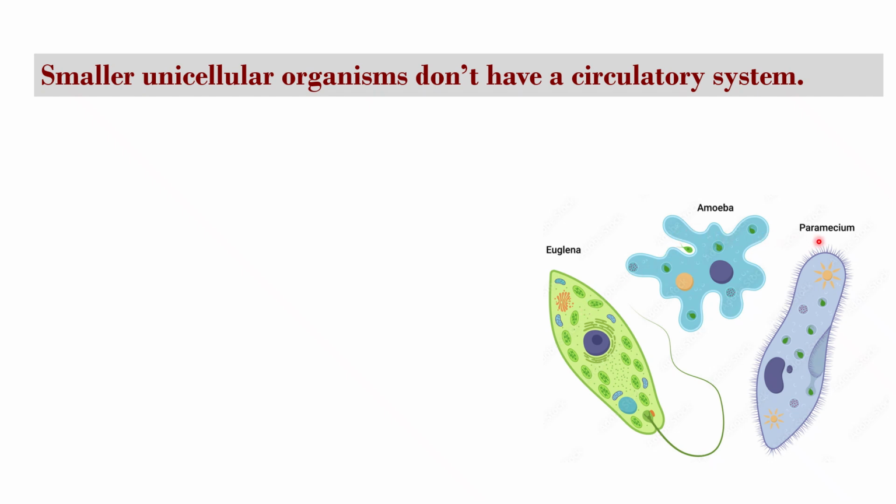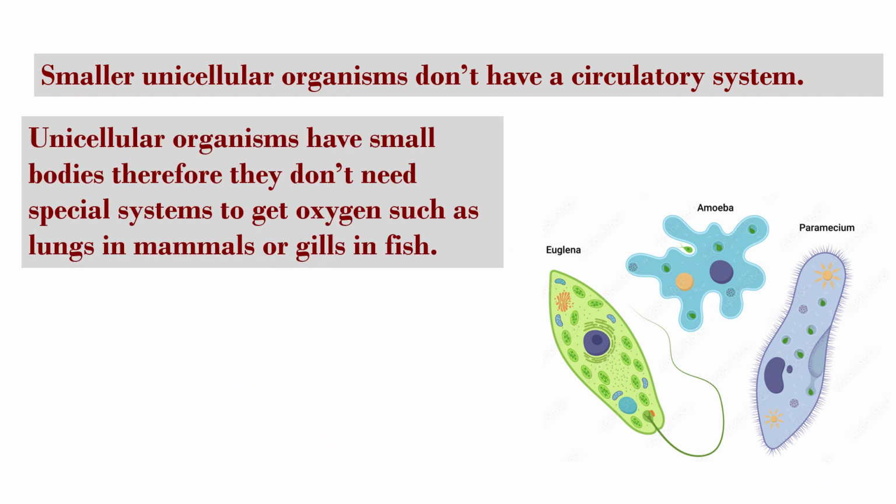They don't have a circulatory system. Can you guess why? A unicellular organism has a small body. They don't need special systems to get the oxygen, such as the lungs in the mammals or the gills in the fish. These are organs which get the oxygen from the environment in larger animals.